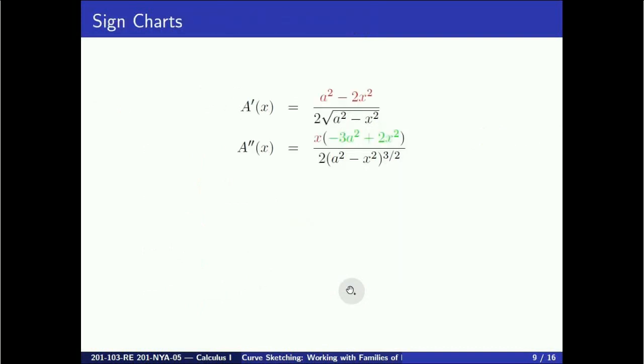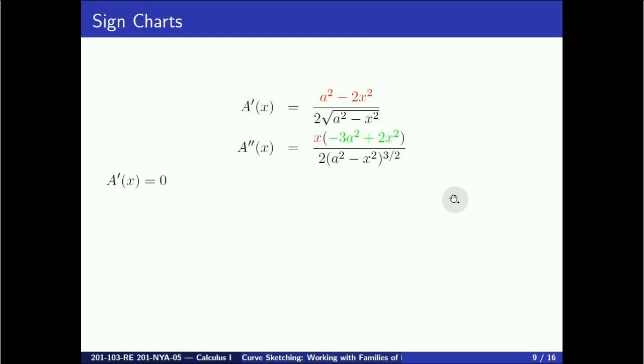The two derivatives found are displayed here. Notice that on the open interval (0, a), the denominator for both functions is positive because x is less than a, and in that case, x squared is less than a squared. Therefore, the sign of A prime and A double prime only depends on the sign of their numerator. Furthermore, they are both undefined at x equals a, since this creates a division by 0. So to study the sign of each derivative, we must set them equal to 0 to find their zeros.